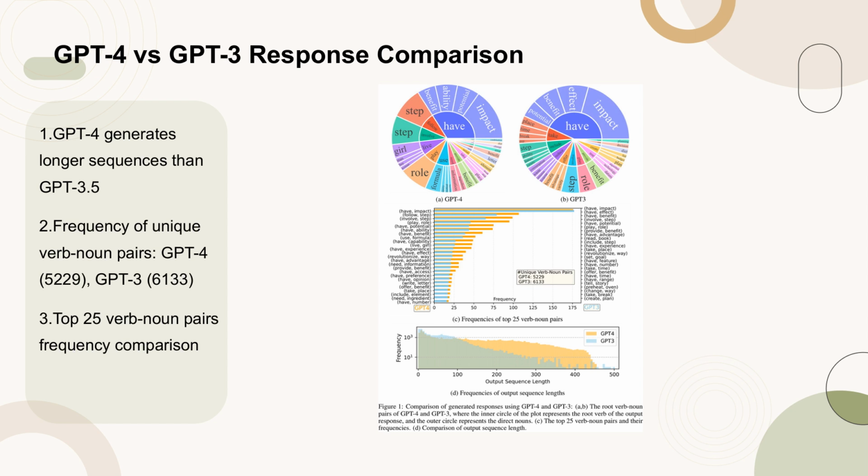Subfigures A and B display the root-verb-noun pairs for GPT-4 and GPT-3.5, respectively, highlighting the inner circle as the root verb and the outer circle as the direct nouns. Subfigure C compares the frequencies of the top 25 verb-noun pairs between the two models. Subfigure D illustrates the distribution of output sequence lengths, showing that GPT-4 tends to produce longer sequences compared to GPT-3.5. This analysis is crucial for understanding the differences in output characteristics between GPT-4 and GPT-3.5, which can inform further tuning and optimization efforts.